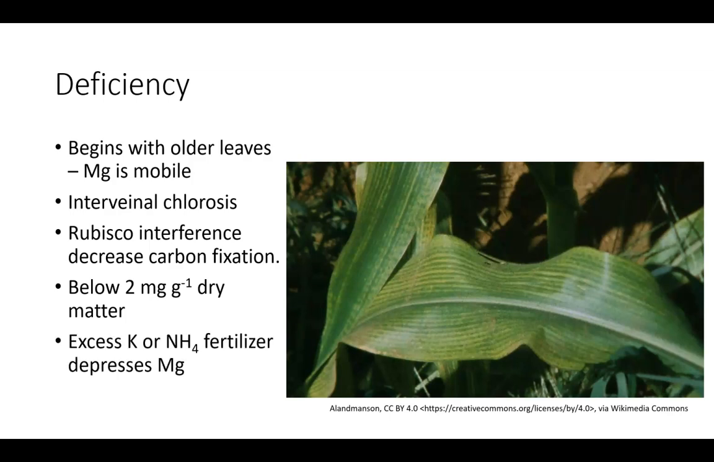Now, excess fertilizer of potassium or ammonia depresses magnesium. You always have to be careful of how much you have in the soil in order to get the right amount in the plant tissue. Luxury consumption is not known to occur because magnesium goes wherever it is needed within the plant. All soils tend to have magnesium, which is very important.